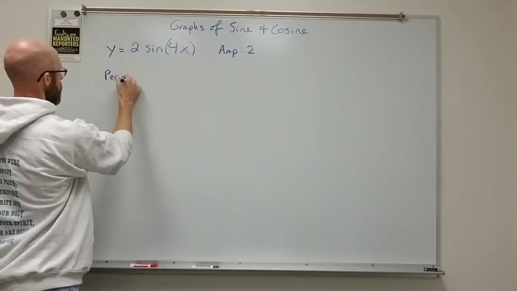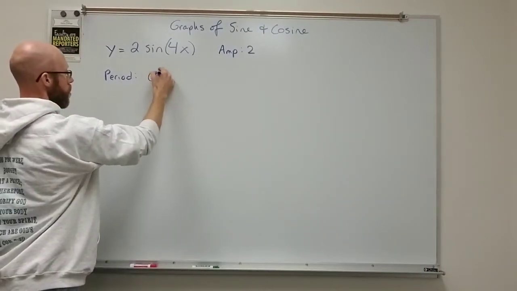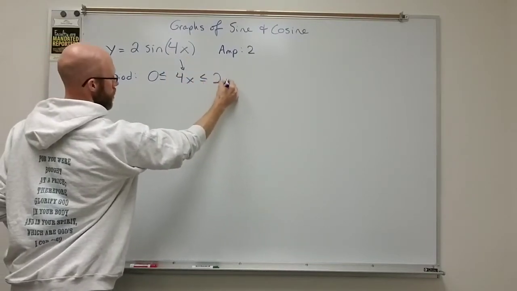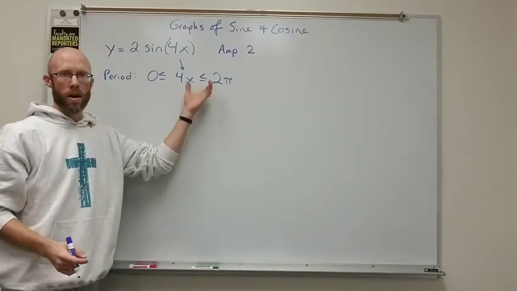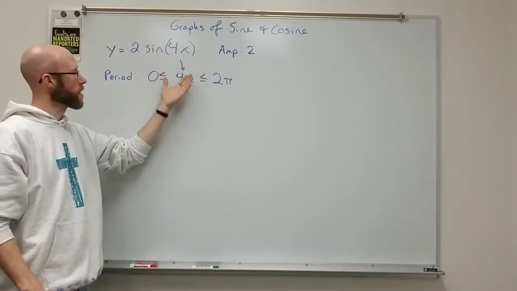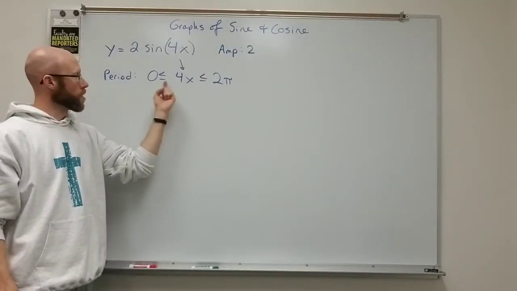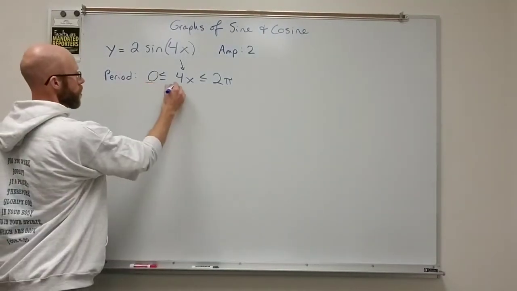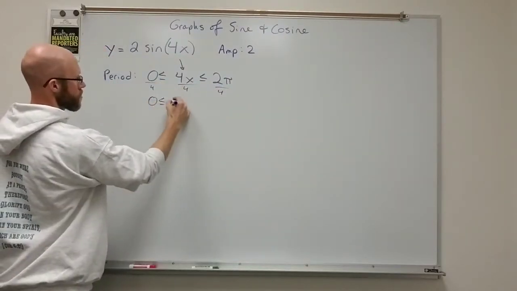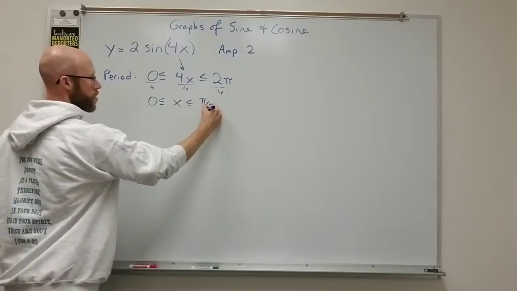To find the period, you could consider, again, taking the argument and putting it between 0 and 2 pi, right? The argument is the stuff inserted into the sine. It's inside of the sine. Once you have that inequality set up, you could divide each part by 4, and you get 0 is less than or equal to x, which is less than or equal to 2 pi over 4, which reduces to pi over 2.